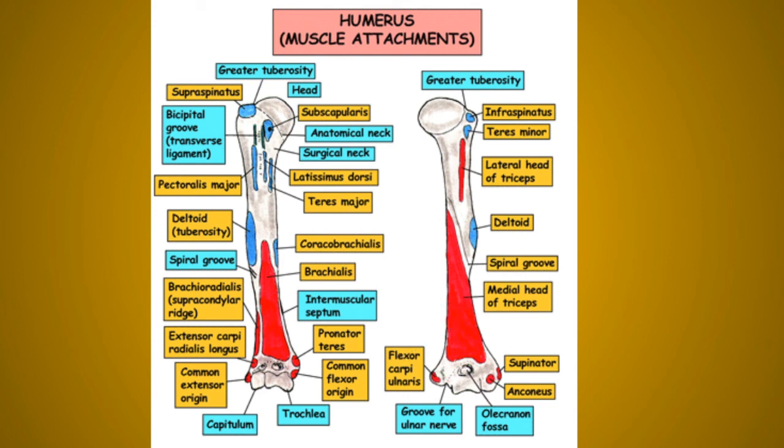Now also remember, there is attachment of the capsular ligament of the shoulder joint and the capsular ligament of the elbow joint on the humerus bone also. Now remember, three nerves are directly related to the humerus bone and are therefore liable to injury. These three nerves are the axillary nerve, radial nerve and the ulnar nerve.